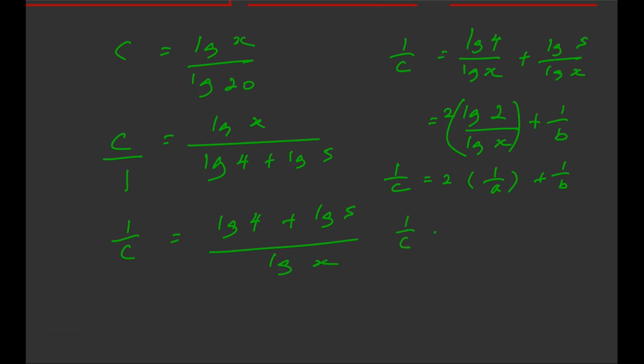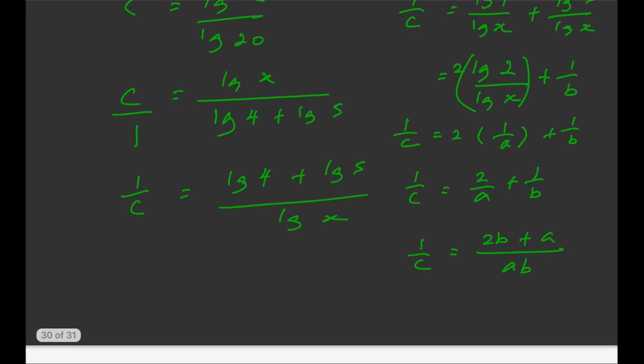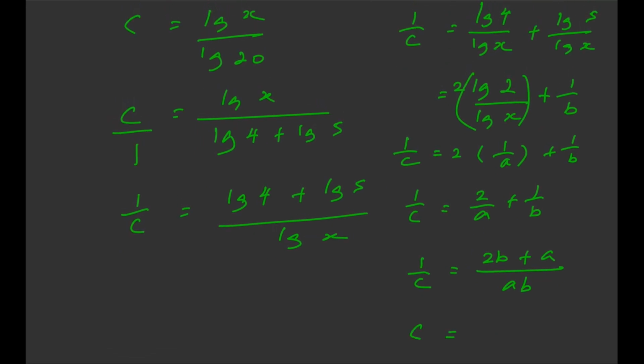Alright, so we have 1 over C equals 2 over A plus 1 over B. We are not done here because this 1 over C is not C. We need to express C as a subject. So you're going to combine these two fractions by changing them to the same denominator. So what we have is 2B plus A over AB, that is 1 over C. Final step, you flip it, C equals AB over 2B plus A. That should be your final answer, where you express C in terms of A and B.